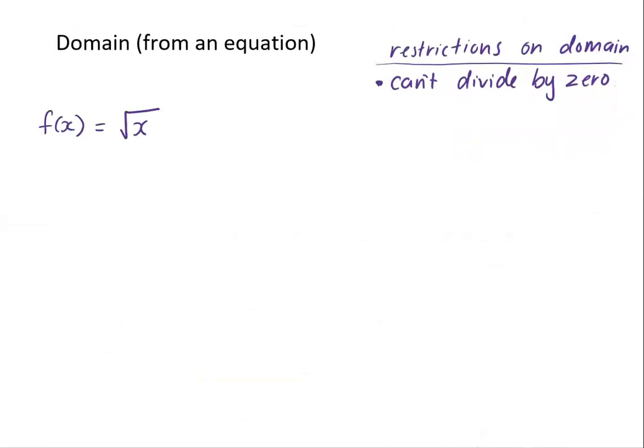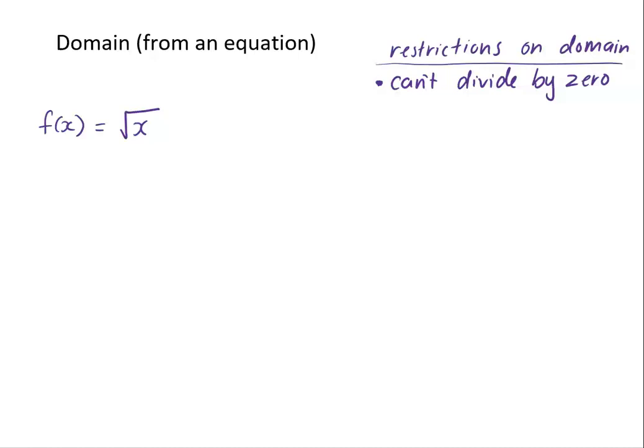So for example, the function f of x equals square root of x. We could put 4 into this function. We know the square root of 4 is 2. We could put 9 in. Square root of 9 is 3. We could put 1 in. The square root of 1 is 1. We can put in a fraction. We can put in a decimal. Square root of 0.5. Square root of any value, as long as it is positive.